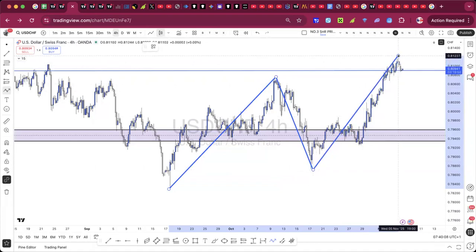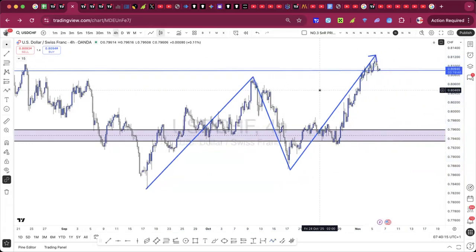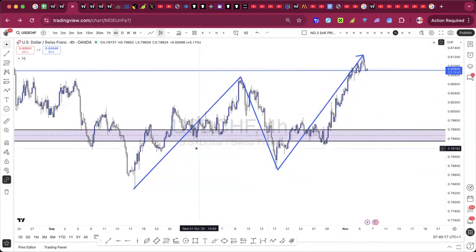Okay, so this is a high. So that means we expect the market to actually correct back. So where is it going to correct back to? So let's quickly look at it. Since we have this, this is a high, this is a low, this is a high, and this is a low. So now what are we going to do?